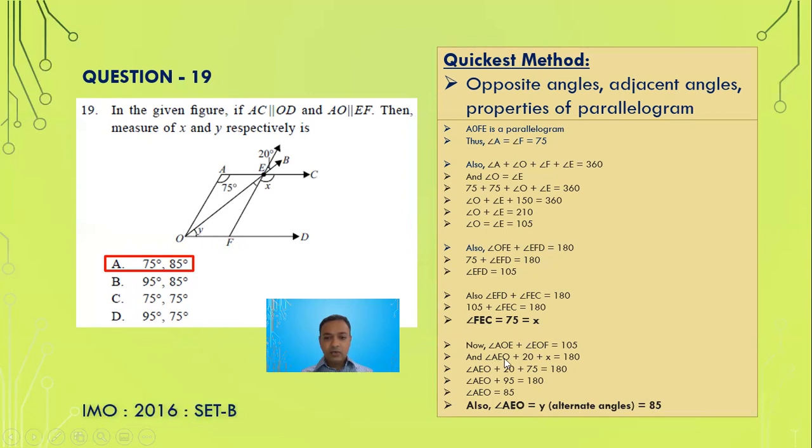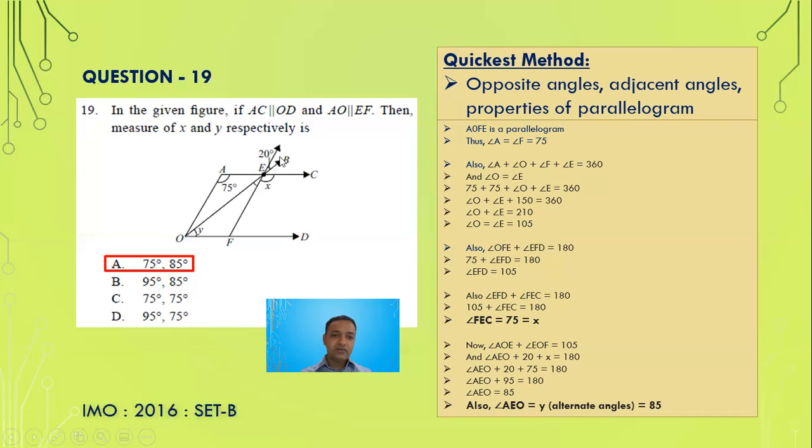So angle AEO plus 20 plus X is 180, because this whole angle is 180. This small angle is 20 because the opposite angle is 20. You replace X with 75. X is 75, and this is 20. So angle AEO is 85, isn't it? Angle AEO is 85.